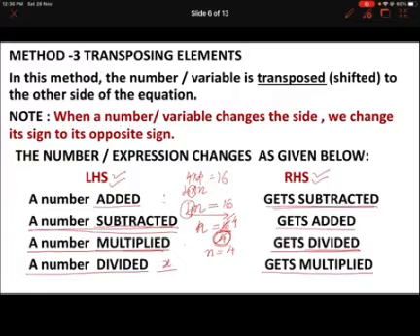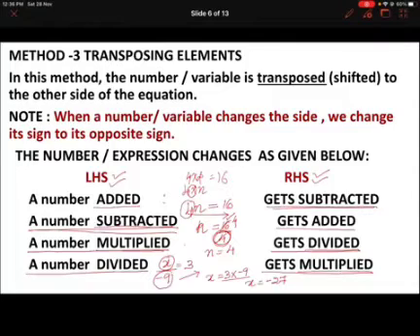x divided by minus 9 equals 3. Now I want this x independent because we are trying to find the value of x. So since it is divided, it goes to RHS and gets multiplied. So x equals 3, and 3 doesn't move, I told you, into minus 9. 3 into minus 9. So x equals minus 27.